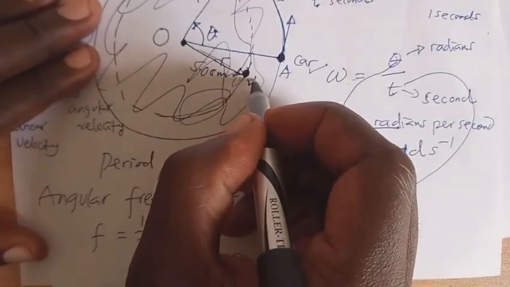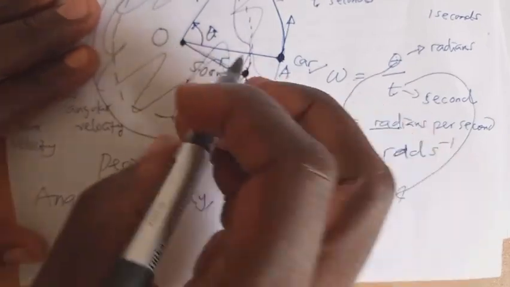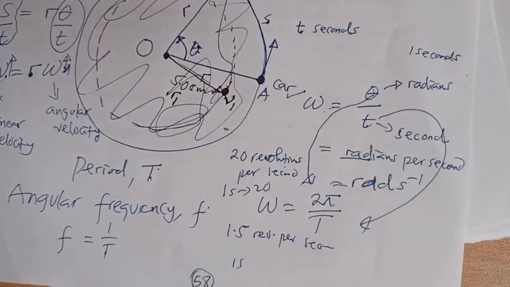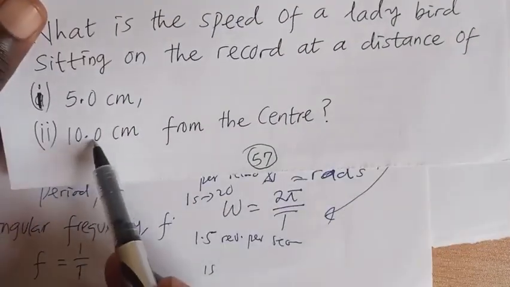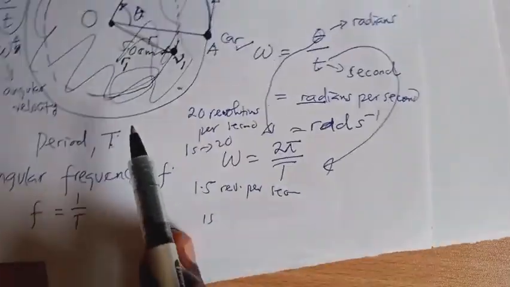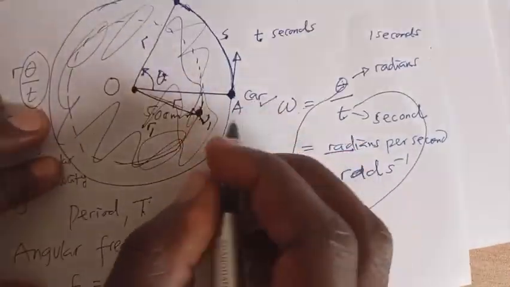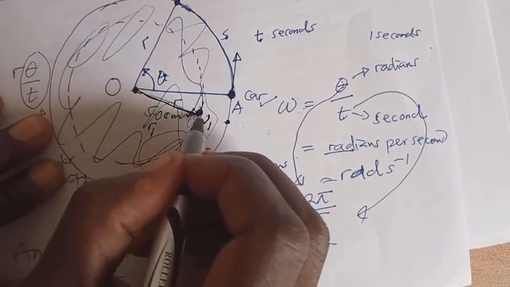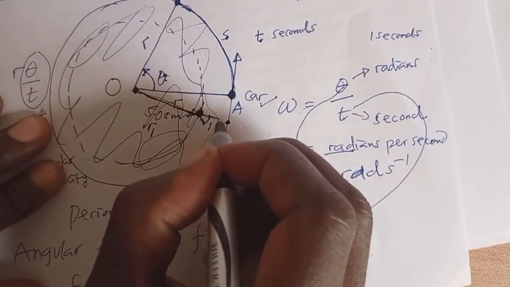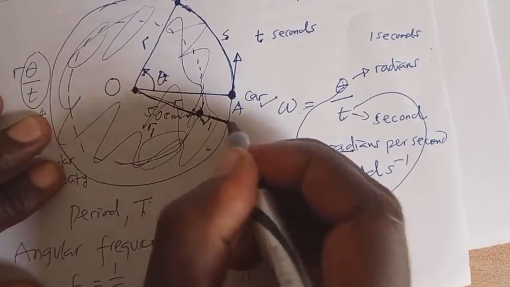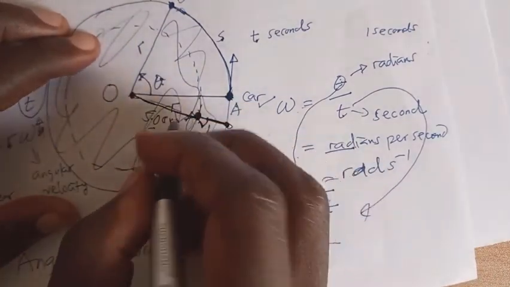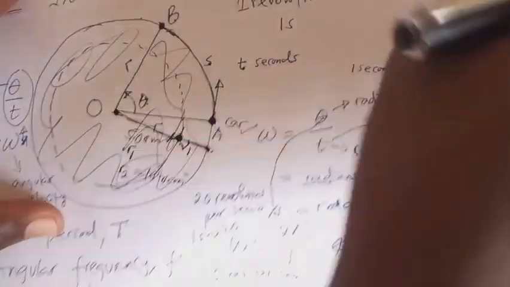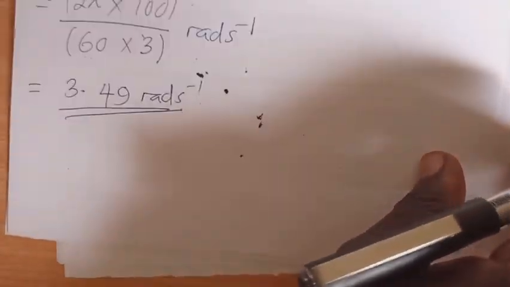So how do we find this v? I'm going to call this v1, and this 5.0 centimeter, I'm going to call it r1. Again, how do we find it when it is 10.0 centimeters from the center? Let's say it is not here, it is somewhere here, because 10.0 is more than 5. So when it is somewhere here, the radius has increased to 10, and then you have r2 as 10.0 centimeter.